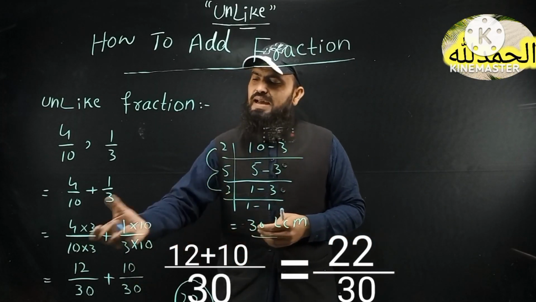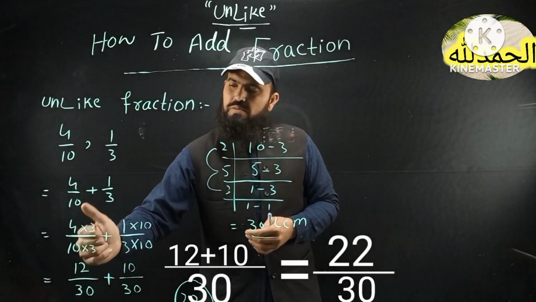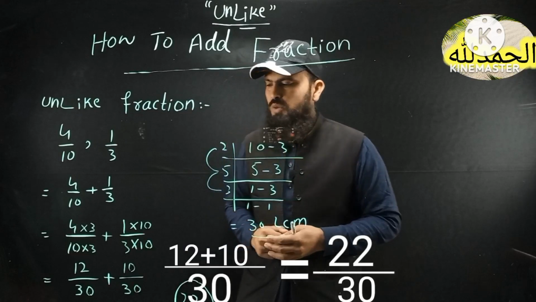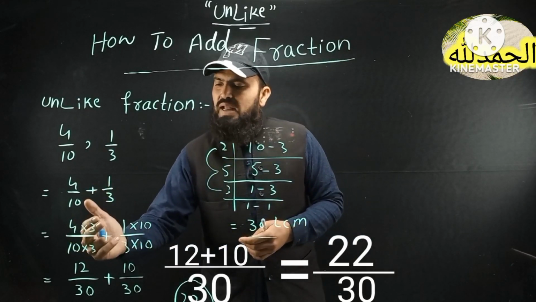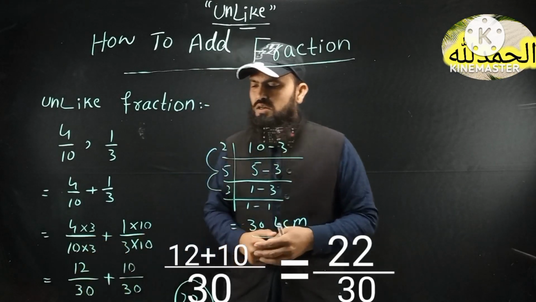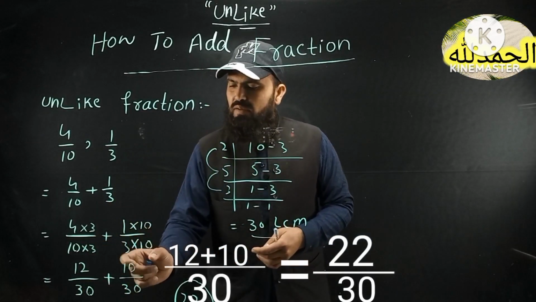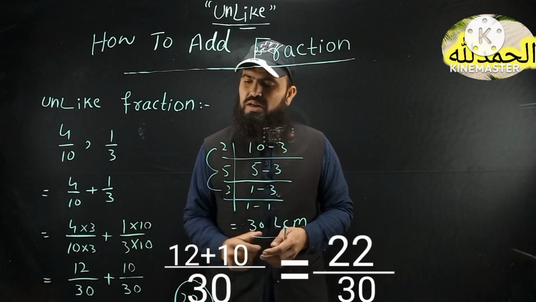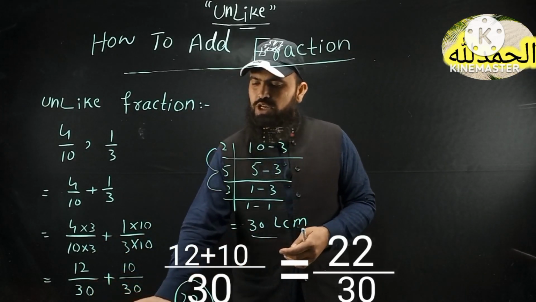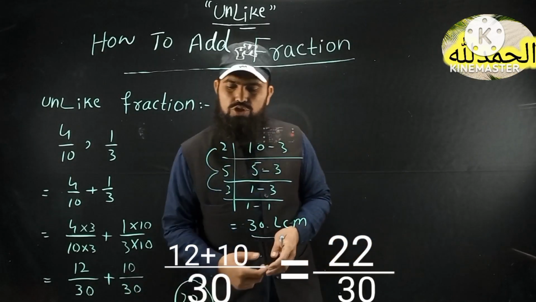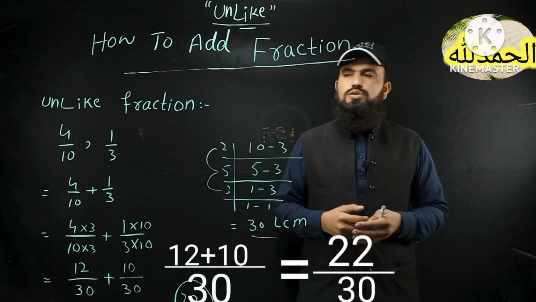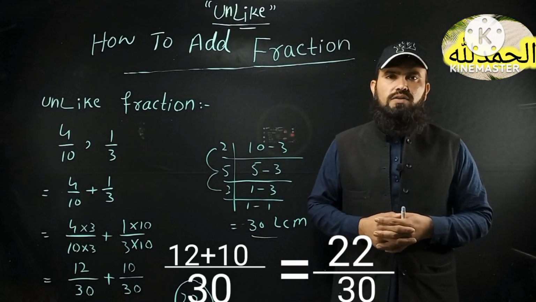And when we multiply 10 with 3, then this 3 is multiplied with the numerator, and this 10 is multiplied with the numerator. 4 multiplied by 3, the answer is 12. 10 multiplied by 3, the answer is 30. Plus 1 multiplied by 10 is 10, and 3 multiplied by 10 is 30. 12 plus 10 over 30, so the answer is 22 over 30. So friends, we have learned today how to add unlike fractions.